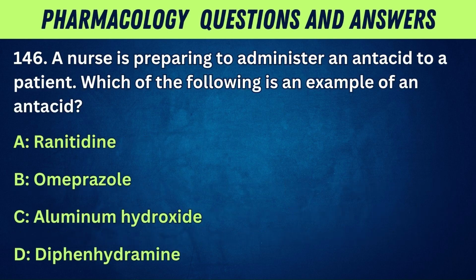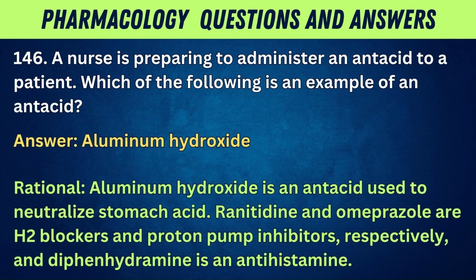146. A nurse is preparing to administer an antacid to a patient. Which of the following is an example of an antacid? A. Ranitidine. B. Omeprazole. C. Aluminum hydroxide. D. Diphenhydramine. Answer: Aluminum hydroxide. Rationale: Aluminum hydroxide is an antacid used to neutralize stomach acid. Ranitidine and omeprazole are H2 blockers and proton pump inhibitors, respectively, and diphenhydramine is an antihistamine.